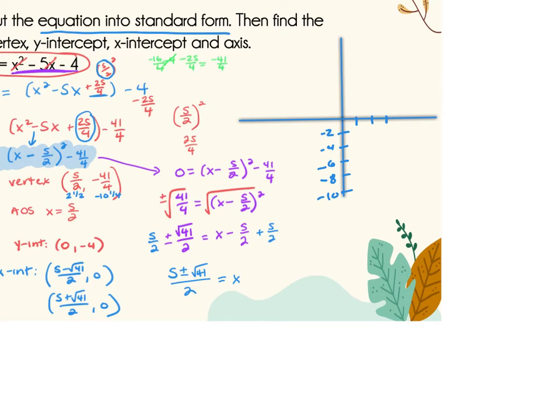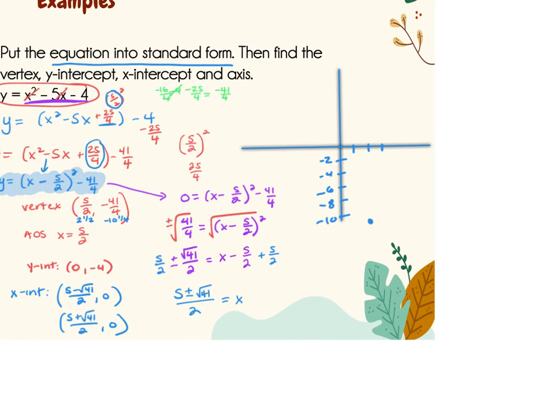Some of the numbers on your quiz are big, so feel free to adjust your axis so it makes sense. My Y-intercept is at 0, negative 4. So it's here.